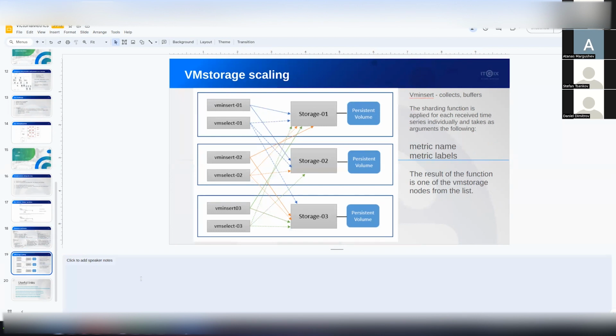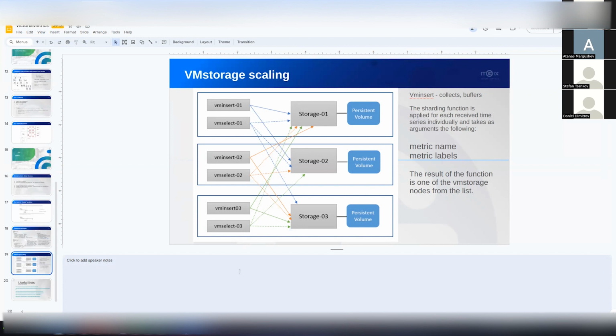Victoria Metrics allows for scaling on the storage level, having multiple storage nodes, and having the VM insert component share the data between them. It receives the data from VM agents in a raw format, then buffers and compresses it so it's more optimized. Then, through a hashing function applied to the name and labels, it determines the destination storage node for this particular data.